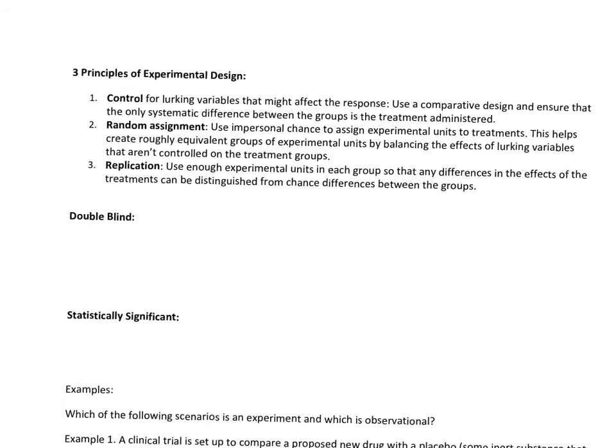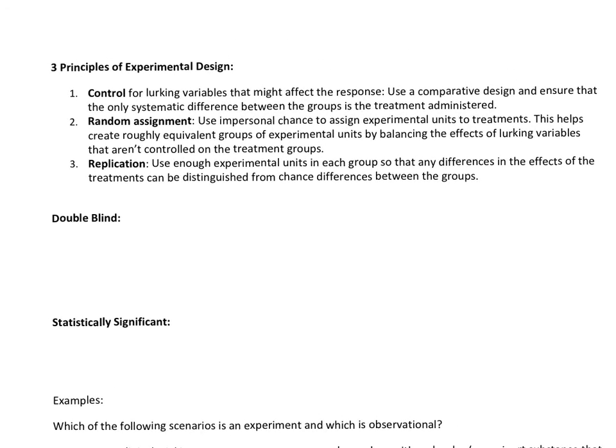Now, there's 3 principles of an experiment. First is controlling lurking variables that might affect your response. So using a comparative design is the best way to control for lurking variables. Random assignment, so not knowing who the people are, just randomly, it's impersonal. It helps get equal groups, balancing the effects of the lurking variables.